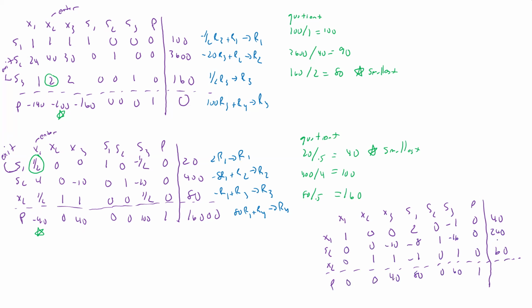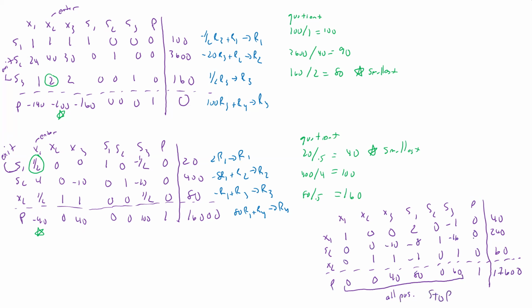And that's going to be, where are we at? 176,000. Okay. All right. Well, looks like all of our indicators are positive. So all positive. So we stop.